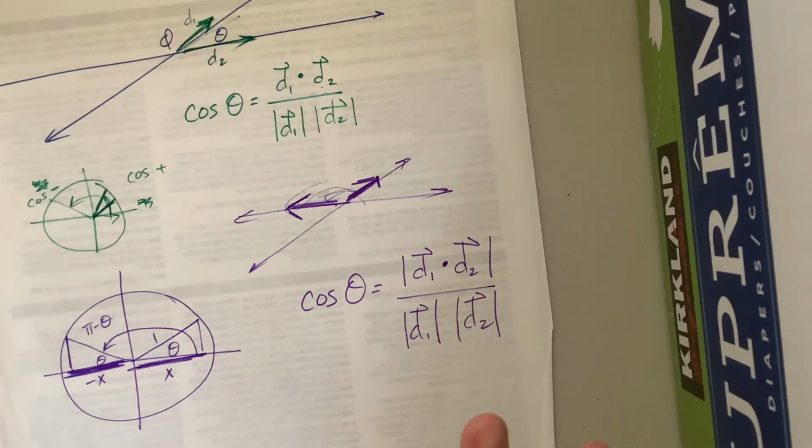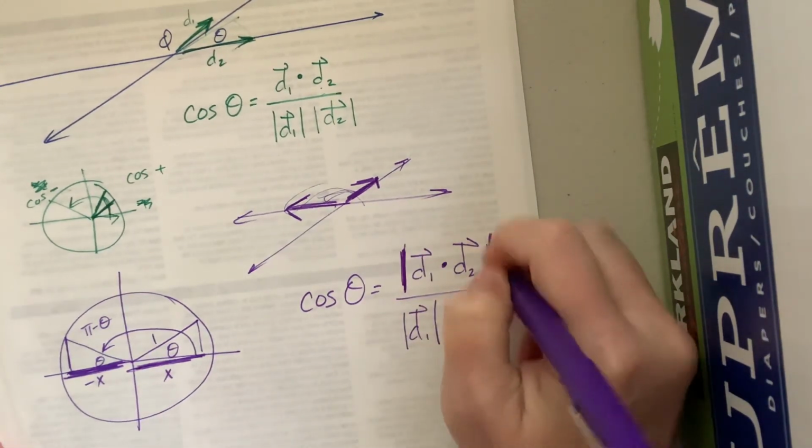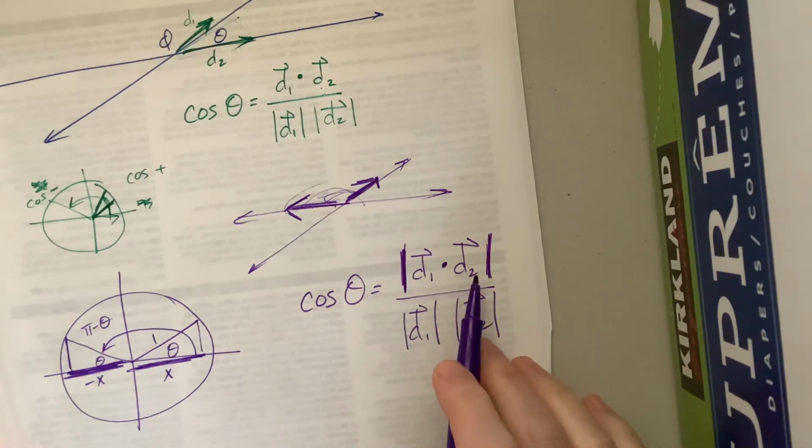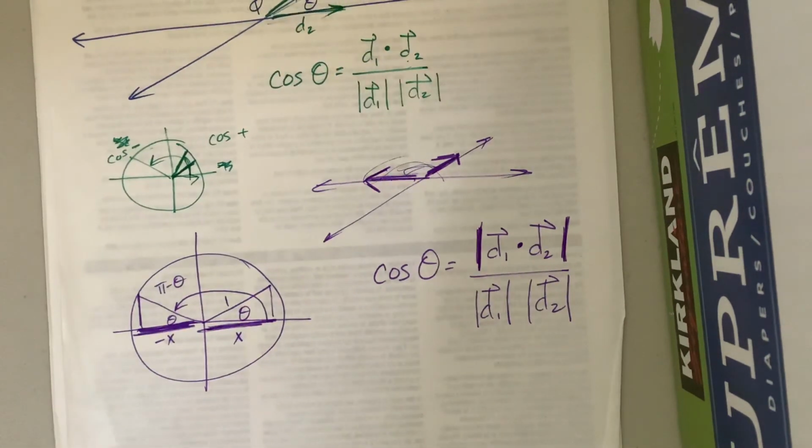I think I answered your question. So the short answer is always take the absolute value of the numerator, or if you find your angle, you can take its supplement. Okay, good luck. And that will guarantee that you find the acute angle between two lines in space.